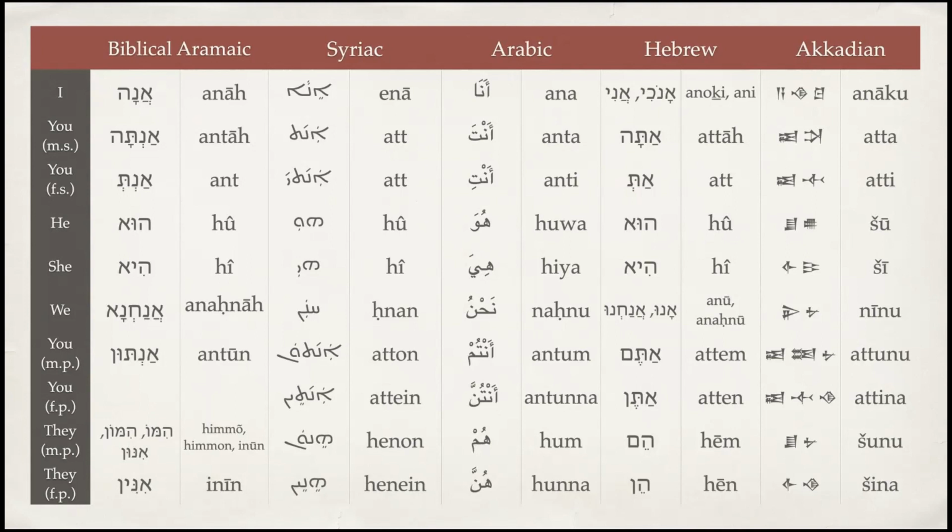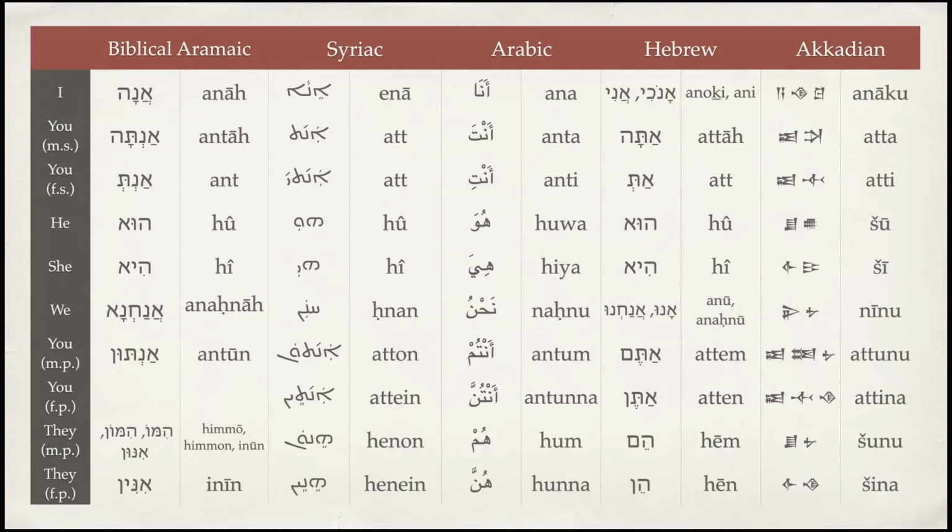Eno, at, hu, he, hnan, atun, aten, henun, henen. Now, in the East accent, eno, at, hu, he, chnan, aton, aten, henon, henen.